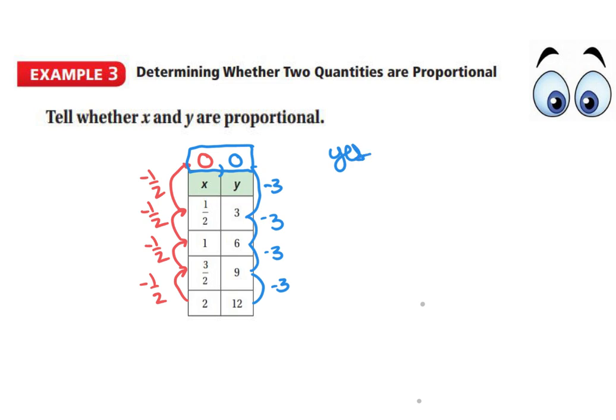So that is called covariance. How do the numbers change outside the table? How do they change together? Invariance, as we discussed, is inside. 1/2 times 6 is 3. 1 times 6 is 6. 3/2 times 6 is 9. And 2 times 6 is 12. So this invariance shows a factor of times 6, further proving that, yes, these quantities do form a proportional relationship.